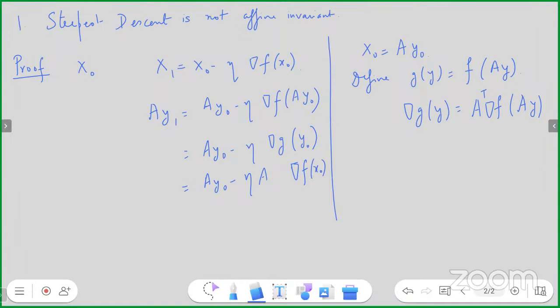The gradient of f of Ay0 is what? This is not correct, right? Quite correct. What is that equal to? A transpose. Which one? There's some inverse involved here. What should I add here? A inverse. It's the transpose of the inverse. Okay. Now what will I get?